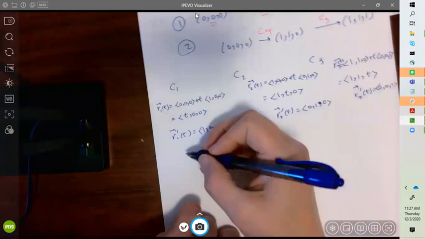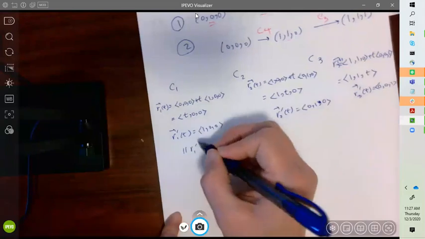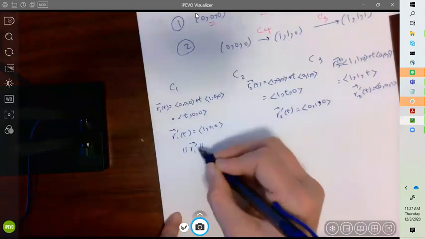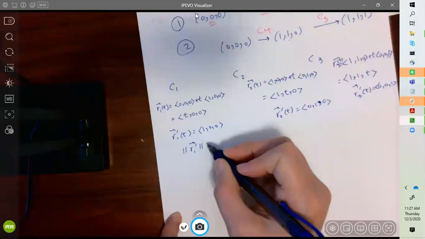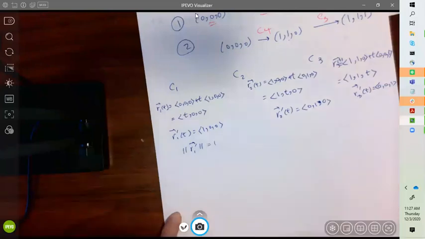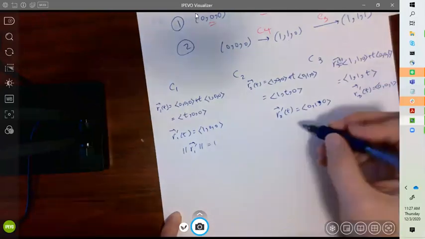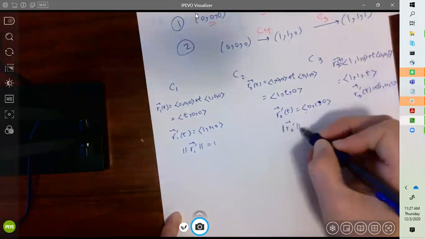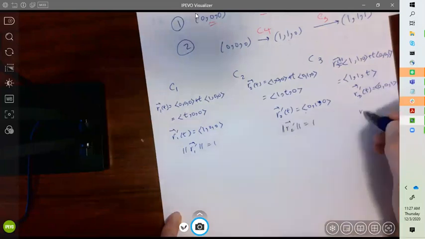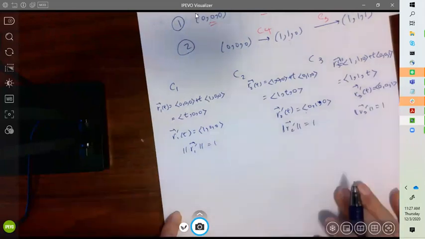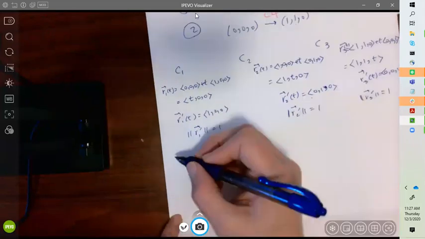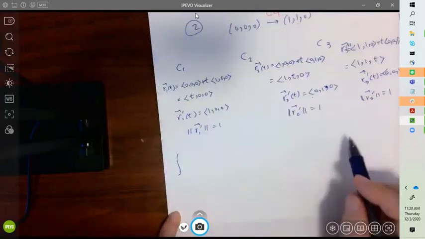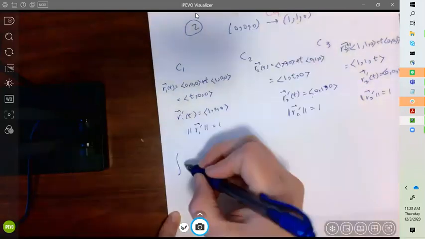So here I find the magnitude, and that is 1 because it's the square root of 1 plus 1 plus 0 plus 0. And R2 magnitude is also 1, and R3 magnitude is still 1. Now, what we do with the scalar line integral is f ds over C.